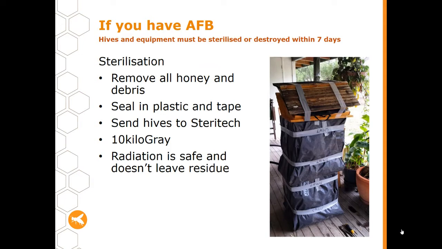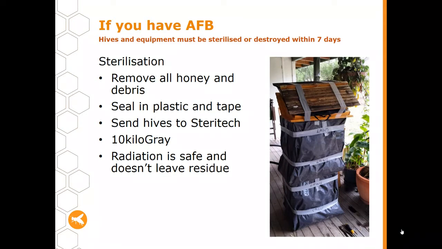Now, to ensure that you successfully got rid of your AFB out of your hive when you sterilise, you need to use at least 10 kilograys of radiation. However, there are two options that you will be provided with, one is 10 and one is 15 kilograys of radiation. Now, the higher level of 15 will kill most other things, and so we suggest that if you can, go for that high level of radiation, so you can be sure that your hive is clean of everything, just in case there's something else lurking in there.